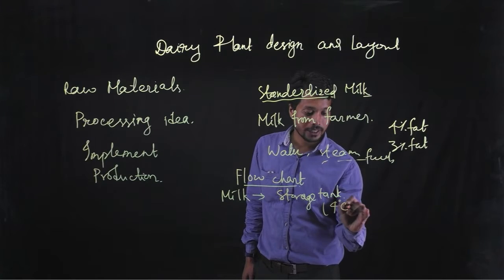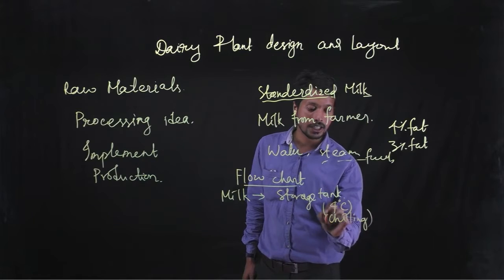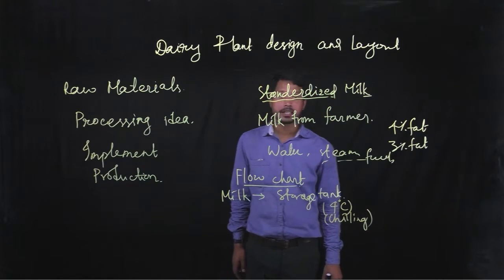Okay, another point you remember: while storing the milk in the storage tank, we must store it at 4 degrees Celsius. This is called chilling of milk. So why do I need this chilling of milk?